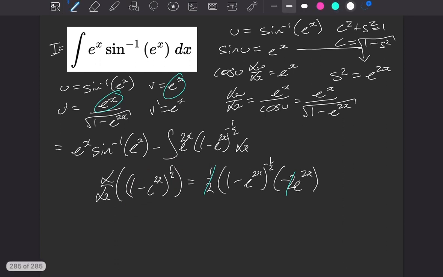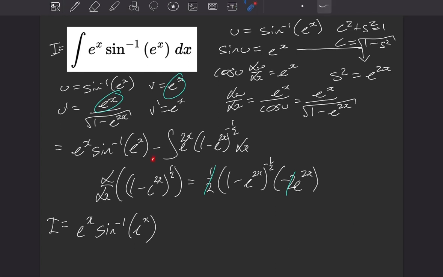So we can take this all together then. Our integral I is equal to e to the x multiplied by the inverse sine of e to the x. And then the minus here and the minus in there will cancel off. So we're going to add 1 minus e to the 2x to the power of a half, and a plus c, as always.